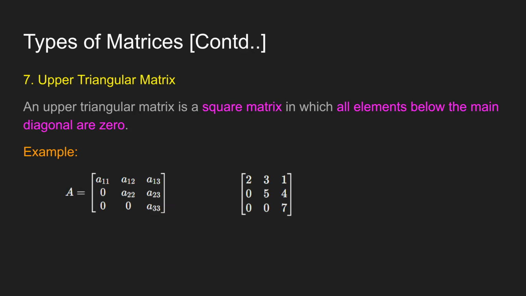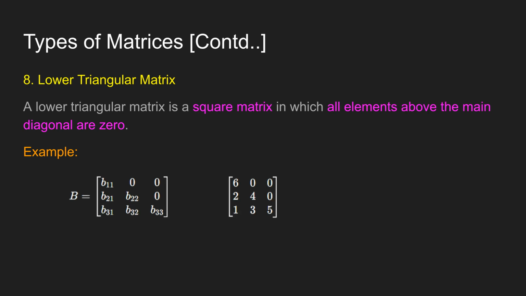An upper triangular matrix is a square matrix in which every element below the main diagonal is 0. A lower triangular matrix is a square matrix in which all elements above the main diagonal are 0.